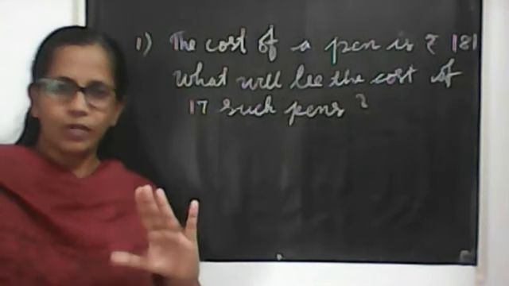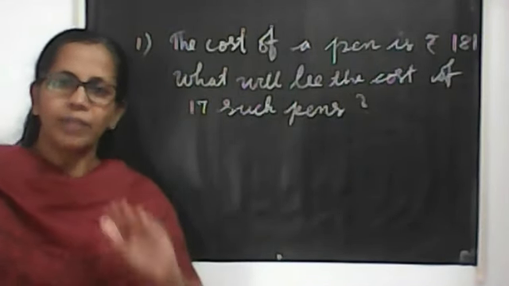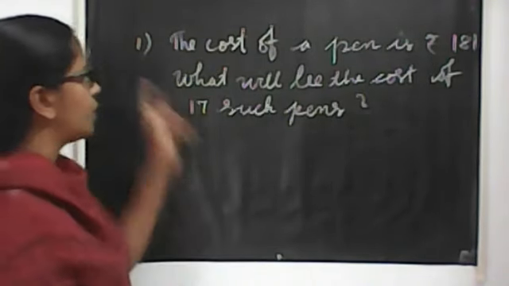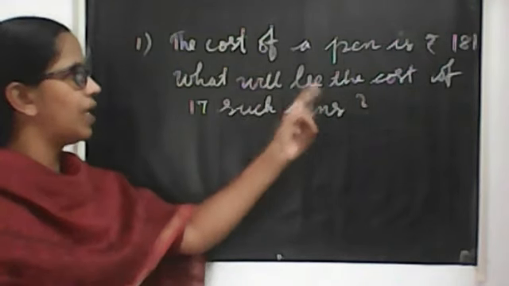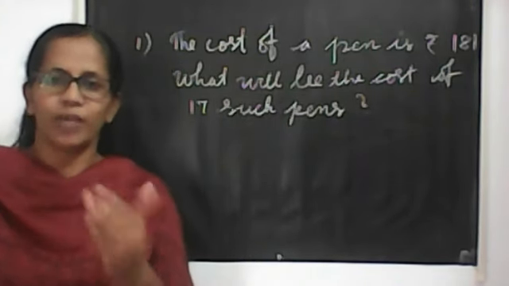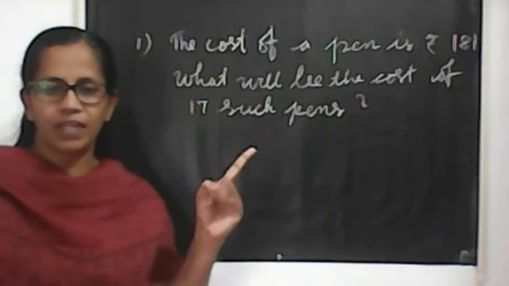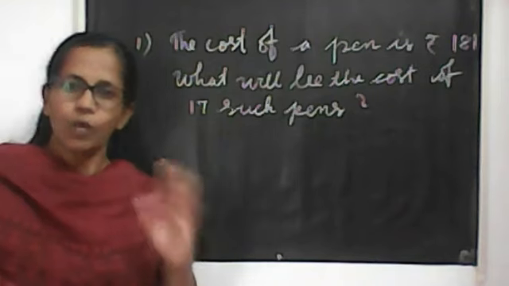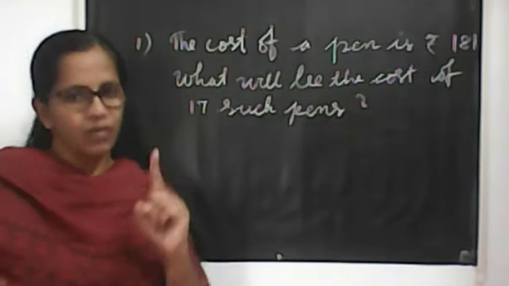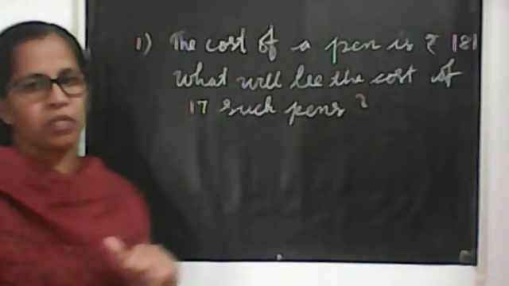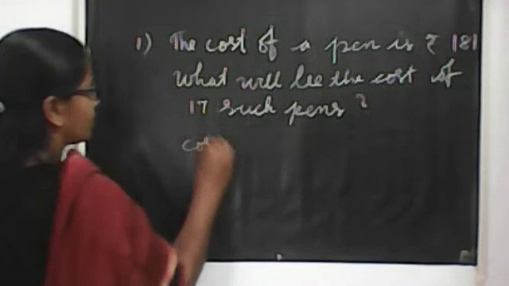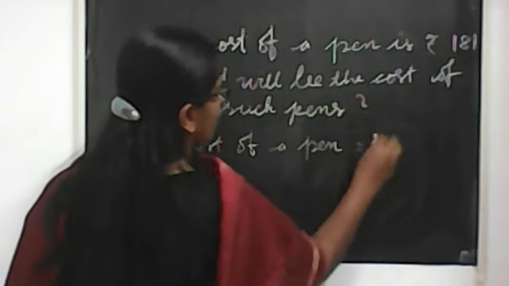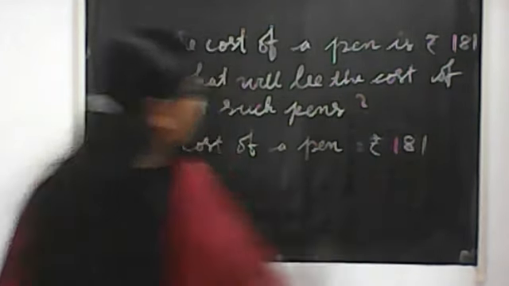So first you read the question fully and understand its meaning. Read each sentence. Look at the first sentence: the cost of a pen is... So they are given some information. What information is given in the first sentence? The cost of a pen is given. That will be the first statement. So you can write: cost of a pen is equal to rupees 181.